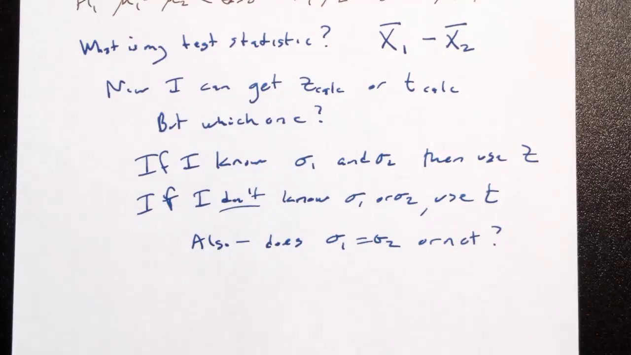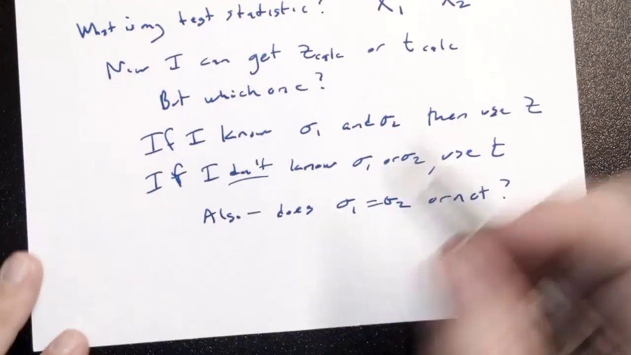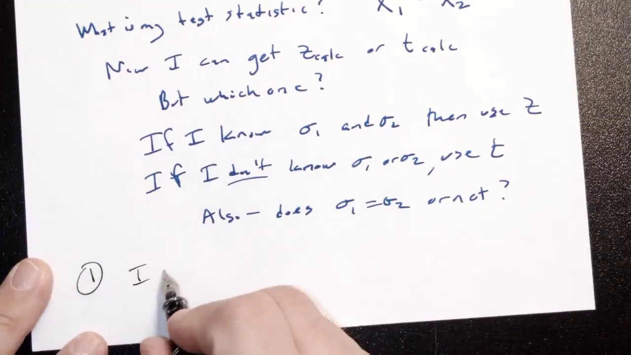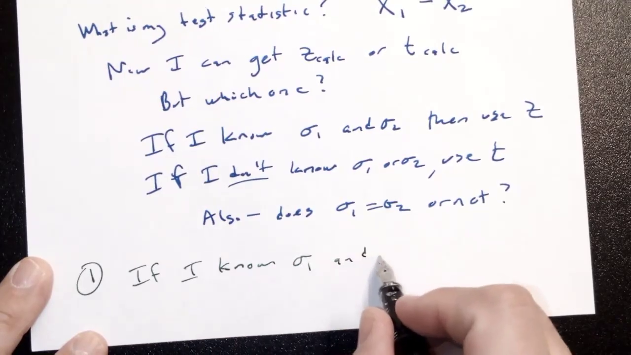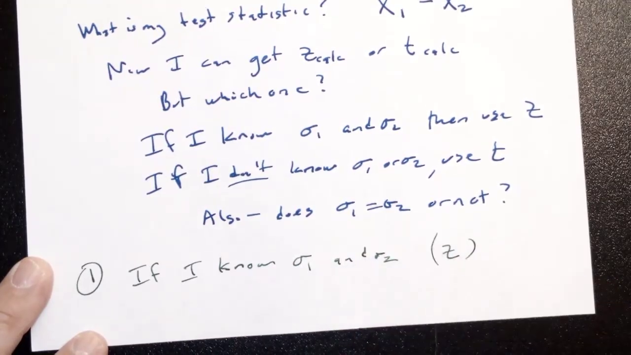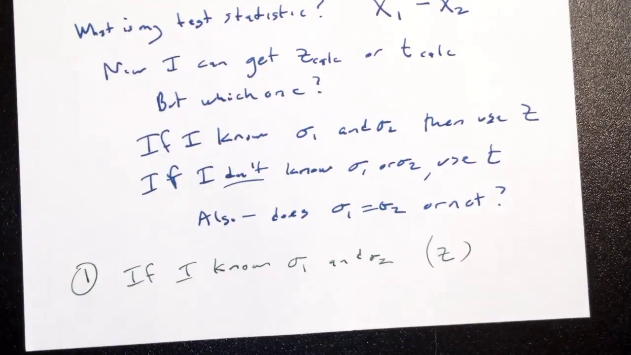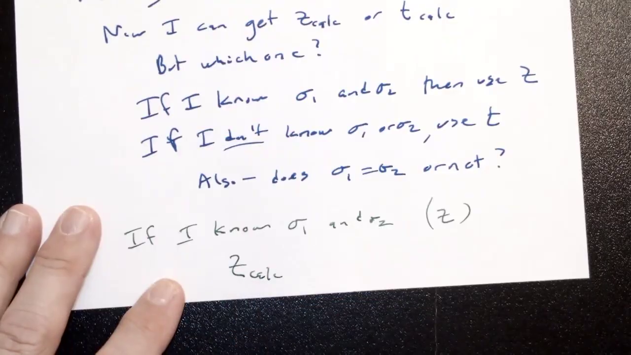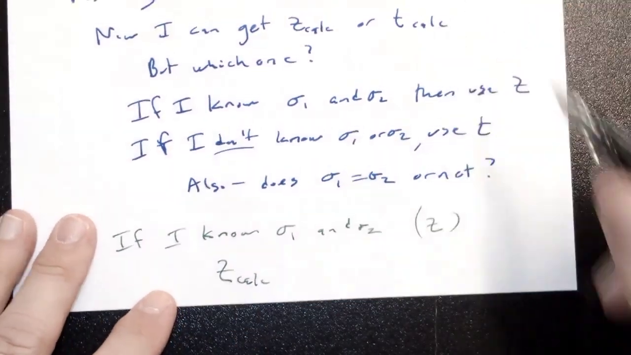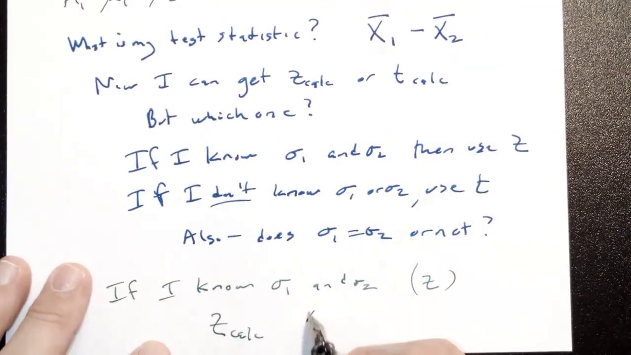So, 3 options. Do I know the standard deviations? Option 1. If I know sigma 1 and sigma 2, I want a z. And then I'm going to say that my calculated z is to take my test statistic and subtract my benchmark.